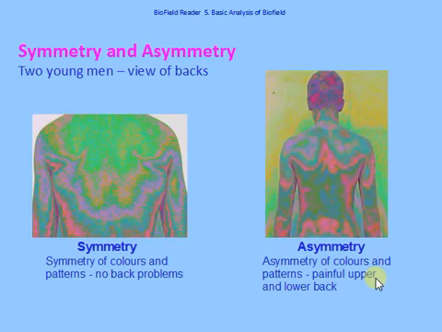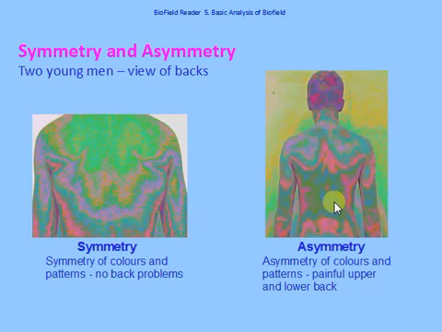Here's an example of symmetry and asymmetry. So it's two young men, you can see their backs. On the left we've got a symmetrical field, symmetry of colours and patterns, and he reported no back problems. Lots of lovely green, and the red is flowing in fairly thin bands, and it's flowing vertically.